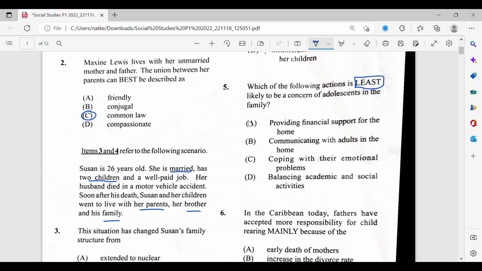Number 5, which of the following actions is least likely to be a concern of adolescents in the family? So which of these things are adolescents least likely to care about, right? Or it's not their concern. First is providing financial support for the home, communicating with adults in the home, coping with their emotional problems, balancing academic and social activities. So academic, we know that that person is in school, so that is for the adolescent. Coping with their emotional problems, yes, we know that financing the family is not really the concern of an adolescent. So for number 5, it would have been letter A.